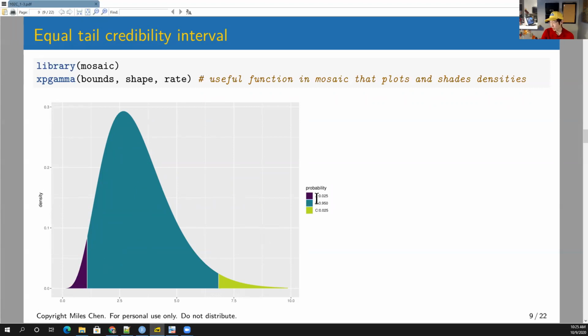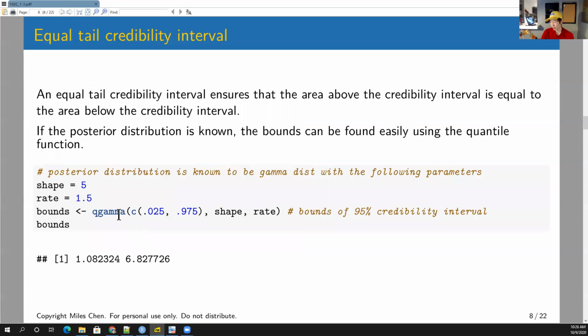According to our plot, there's a 2.5% probability of being in the purple region, 2.5% probability of being in the green region, and whatever color this is, blue, teal, something, okay? 95% probability of being in this middle region here. All right, so that's the equal tail interval. This area is 2.5% and this area is 2.5%. And I think I have you do something like this in your homework, but for the beta distribution or something.